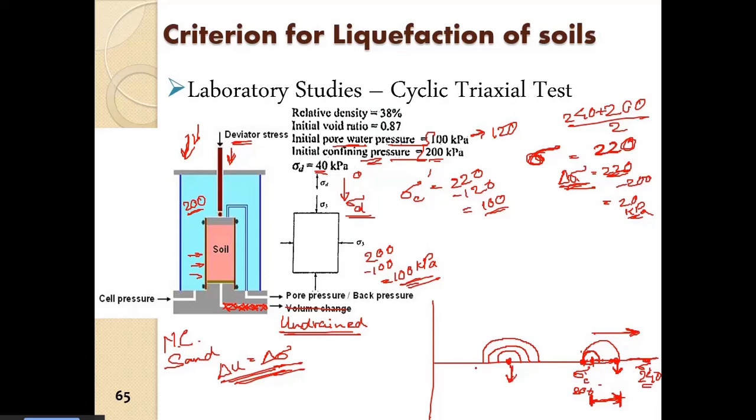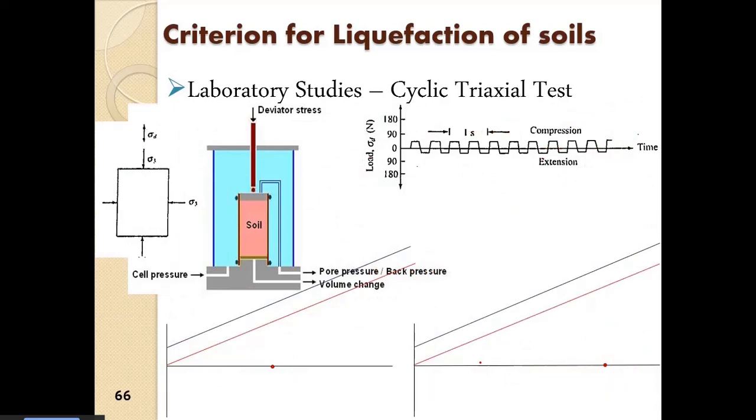So what will happen is that, here we have the start point. So we have 200 kPa, so this is 200 kPa, and this is 100 kPa. So this is the effective Mohr circle, the effective stress Mohr circle. All right, and this is the total stress Mohr circle.